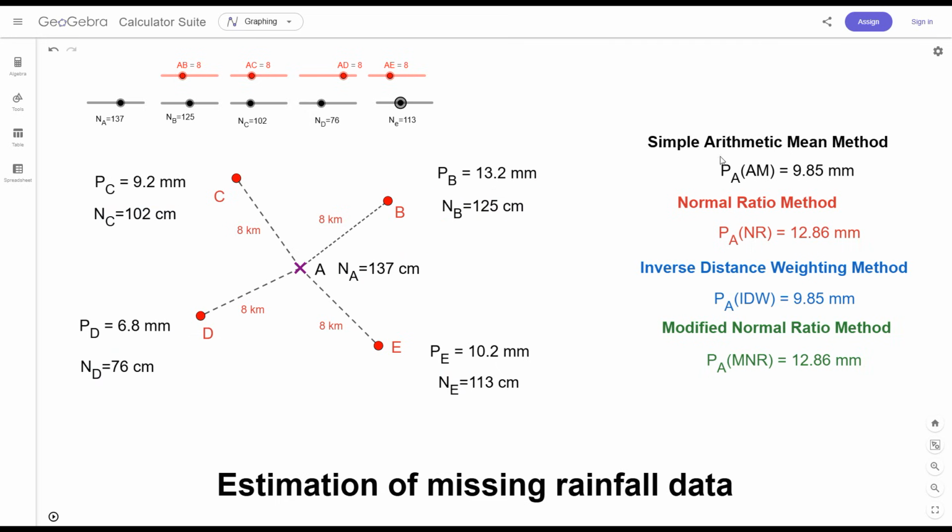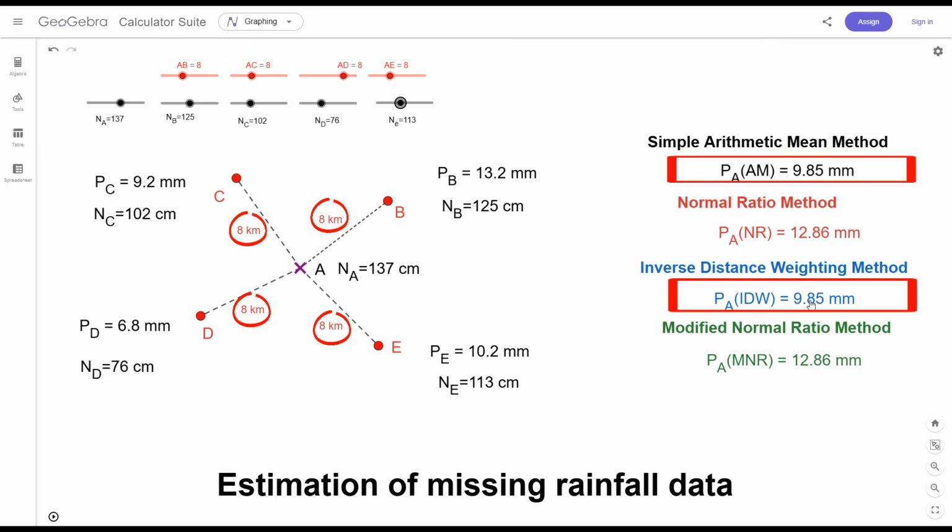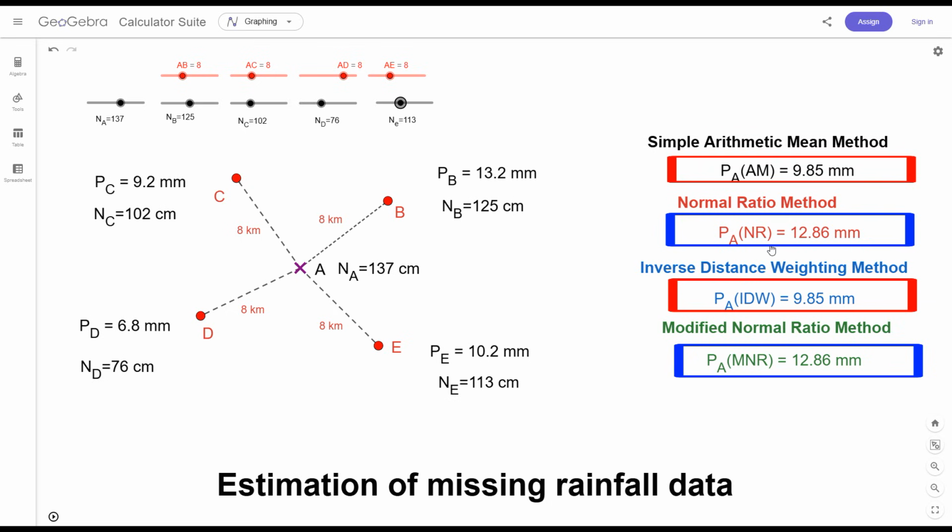For simple arithmetic mean and IDW, the estimate remains unchanged at 9.85 millimeters. Because all stations are still equidistant, IDW exerts equal weight on each station, behaving just like a simple average. For normal ratio and modified normal ratio, the estimate adjusts to 12.86 millimeters. Because both methods incorporate the unique normal annual rainfall ratios between station A and the index stations, they yield identical estimates. Scenario 3, varying distance and normal rainfall.